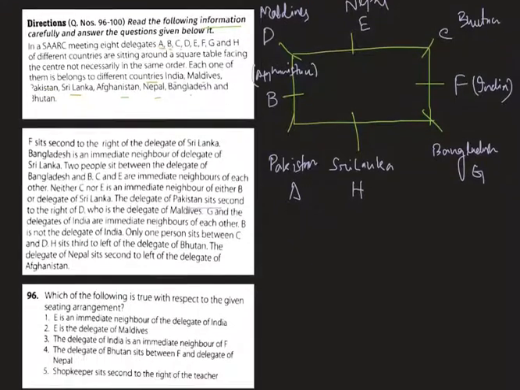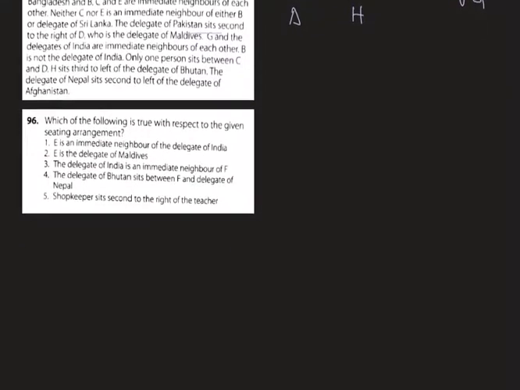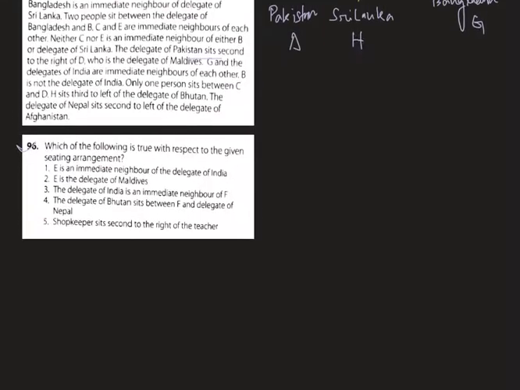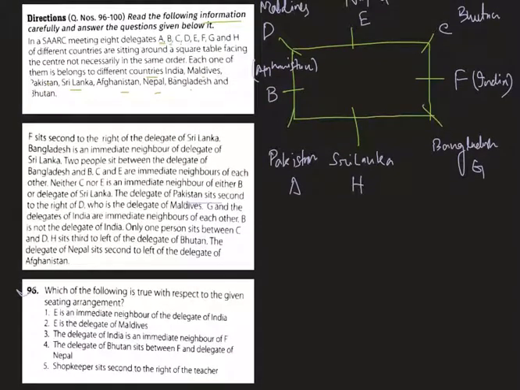Now we go further to answer the questions. The first question is, which of the following is true with respect to the given sitting arrangement? E is an immediate neighbor of the delegate of India. Let's check. That is not true. E is the delegate of Maldives. This is also not true.